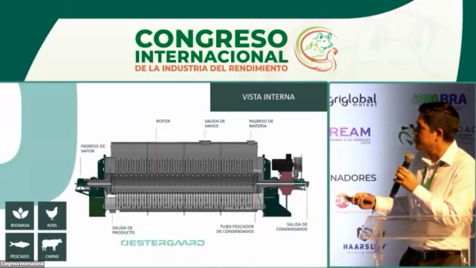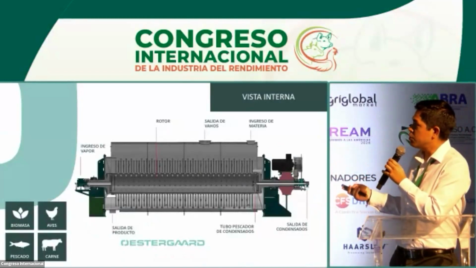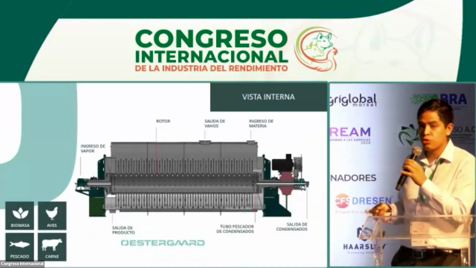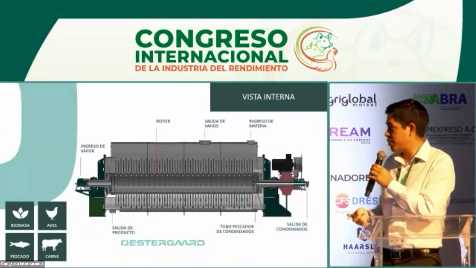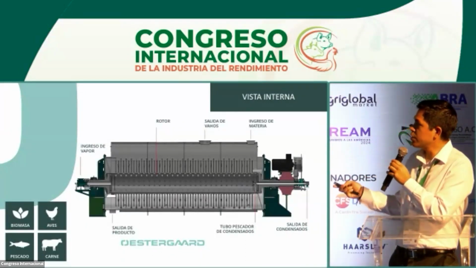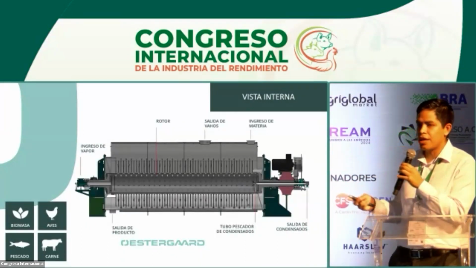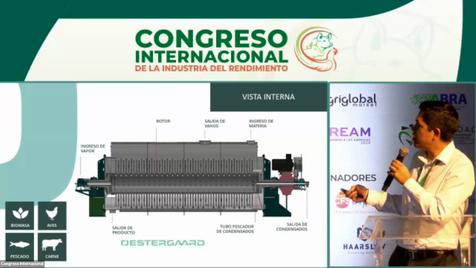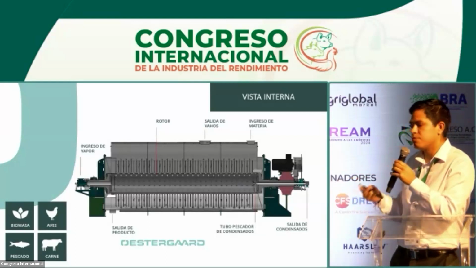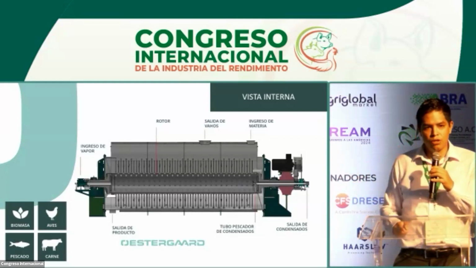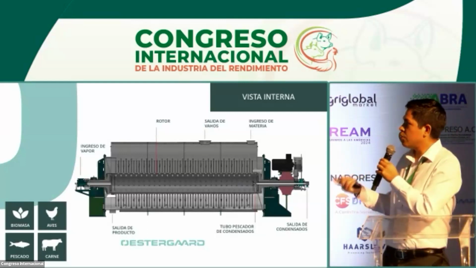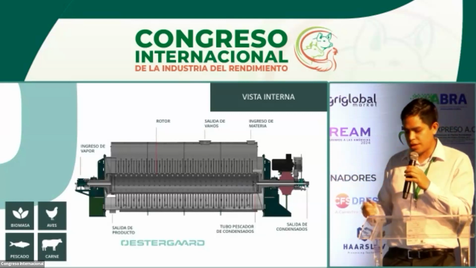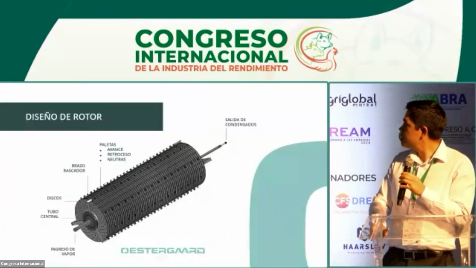This is an internal view of the equipment. You can see access to one piece. We have the discs parallel to one another, which we'll see in more detail later. We have the entry of vapor steam with a thermal transference, the condensate output, and also we have a tool called Fisher to make sure that all the condensate generated in the rotor is extracted.